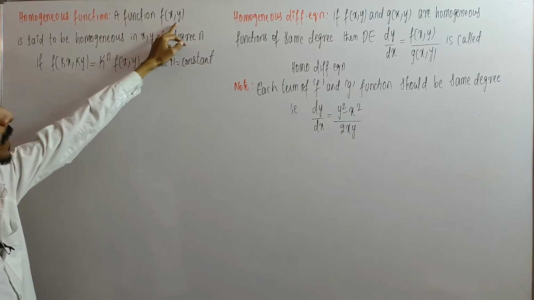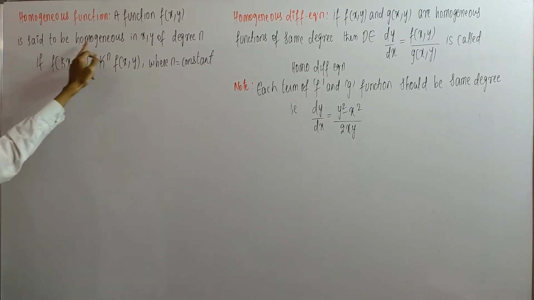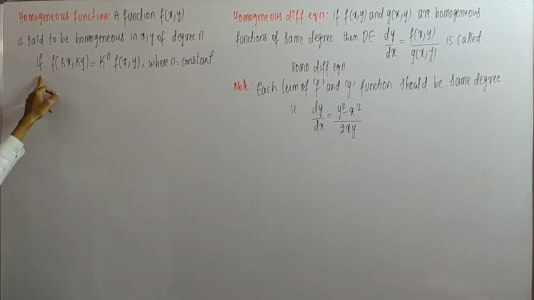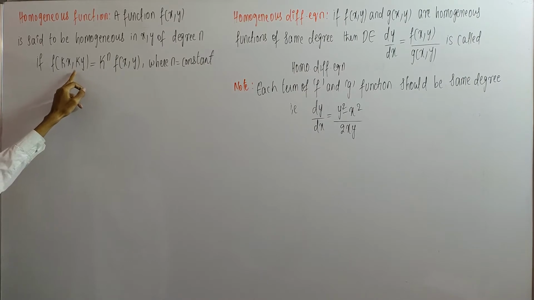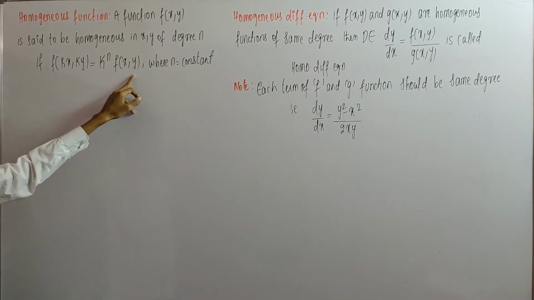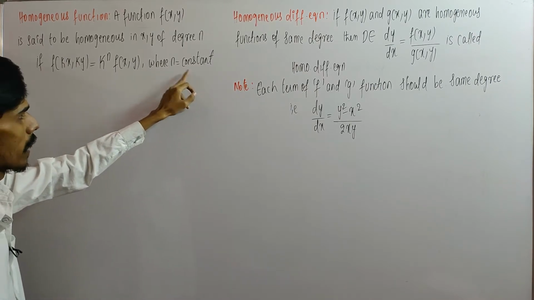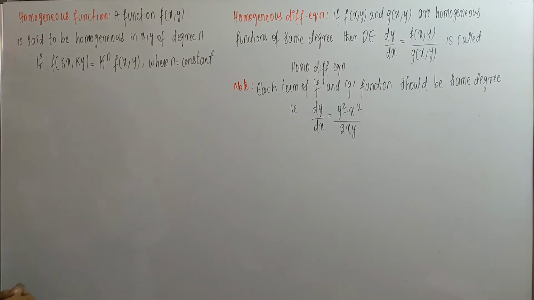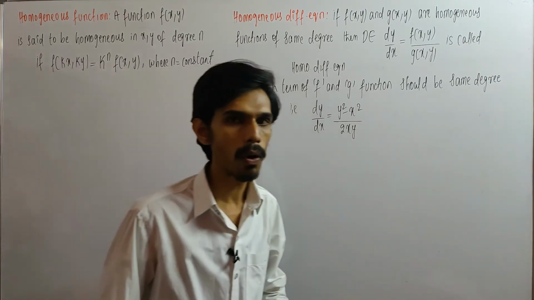Any function f of x comma y is said to be homogeneous in x comma y of degree n if it satisfies this condition, that is f of kx comma ky is equal to k power n into f of x comma y, where n is a constant and it is the degree of this function f of x comma y. This is the definition of a homogeneous function. This is the condition by which we can verify whether a function is homogeneous or not.